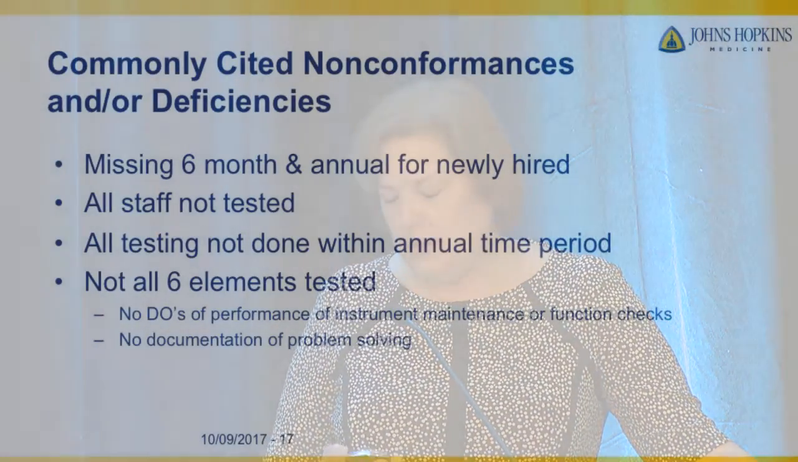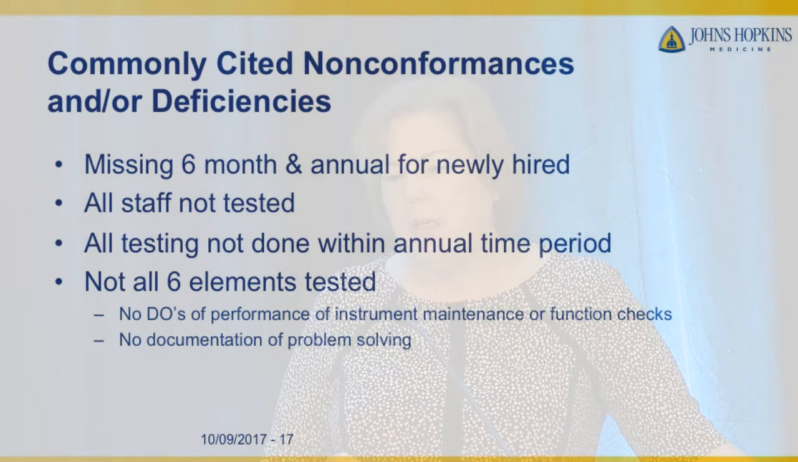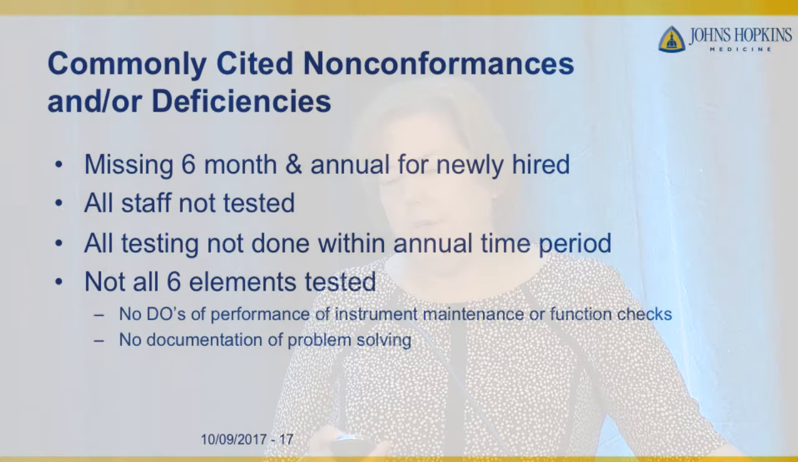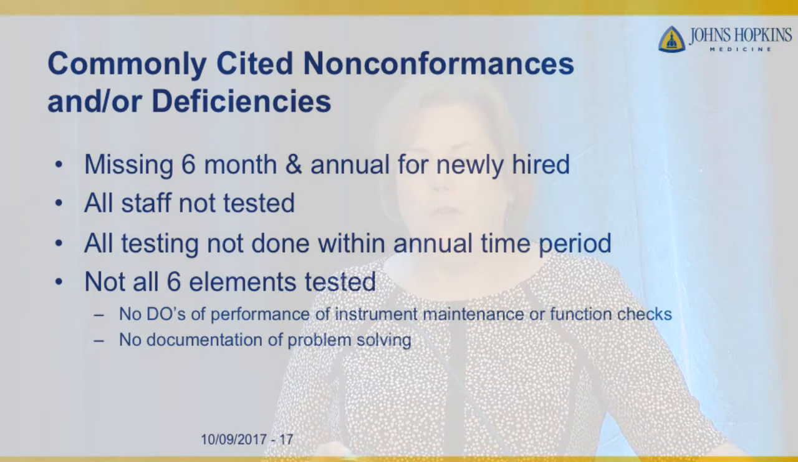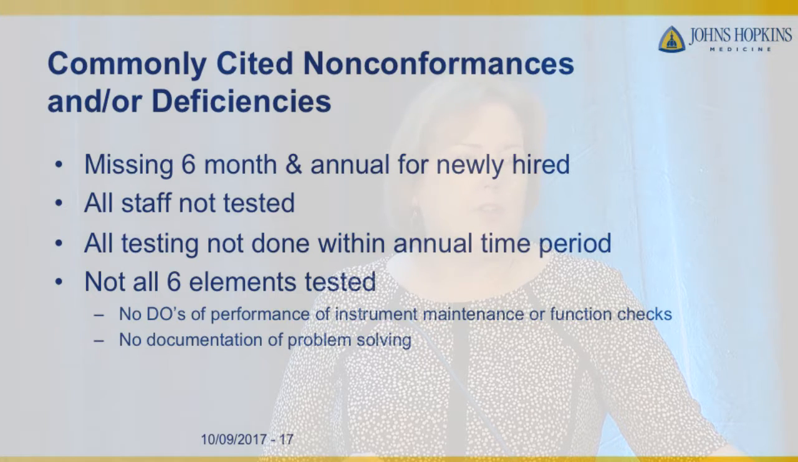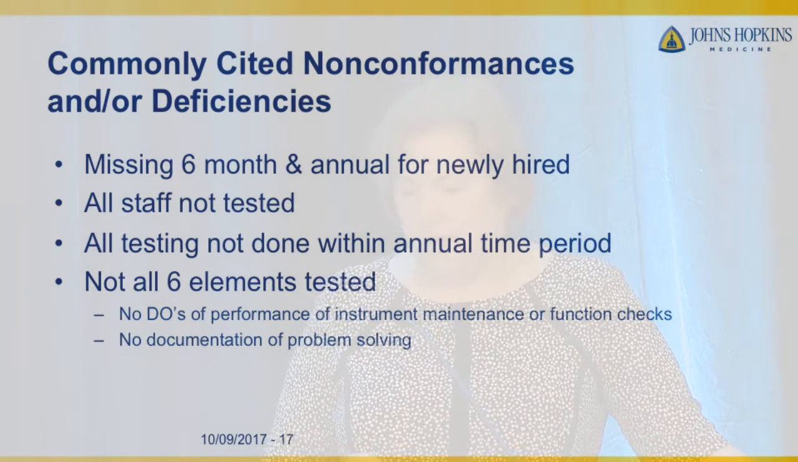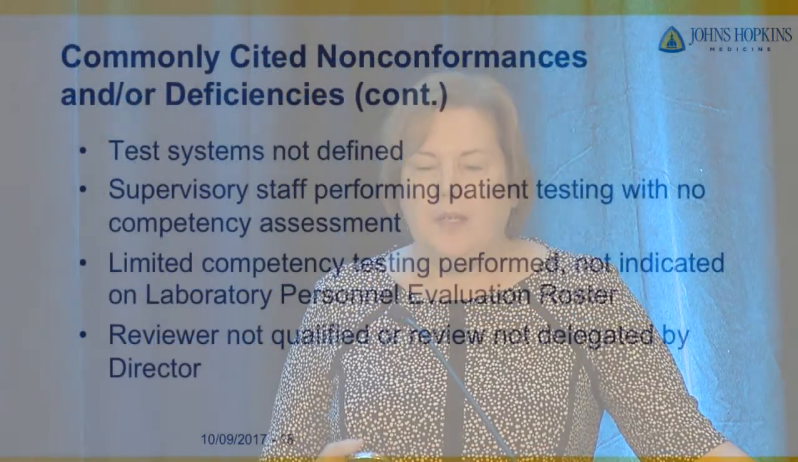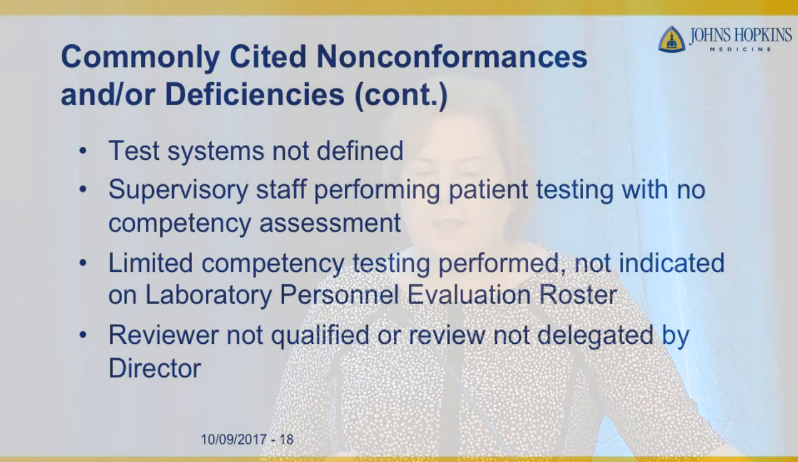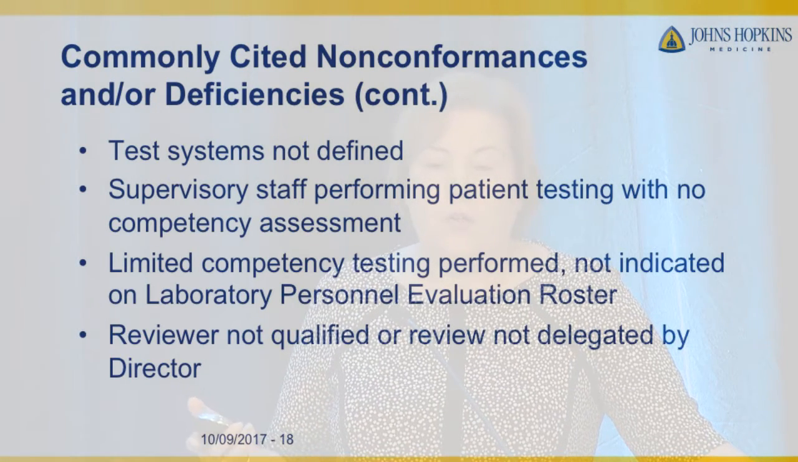And again, I alluded to this next bullet where not all 6 elements are always tested. I think I see more often that there aren't any direct observations of the performance of instrument maintenance or function checks, okay? Or no documentation of problem solving. And then a couple others. Lorraine's going to address how to define a test system. I'll find test systems that just aren't done at all.